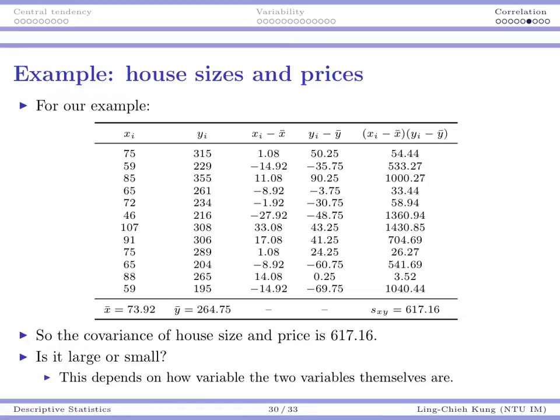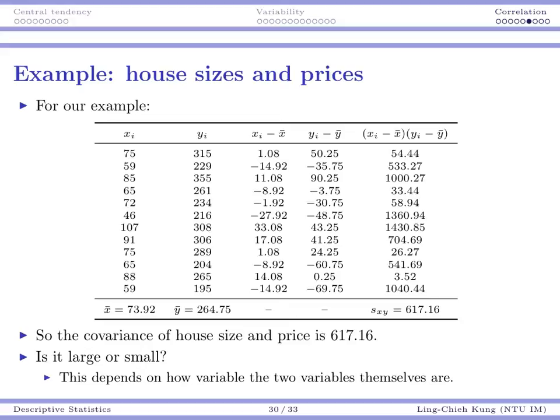If the covariance is negative, then we say the two variables are negatively correlated. But we still want to decide whether they are highly positively correlated, or mildly or slightly negatively correlated. We want to know whether a given correlation measured by covariance is considered large or small. How do we know whether 617 is large or small?